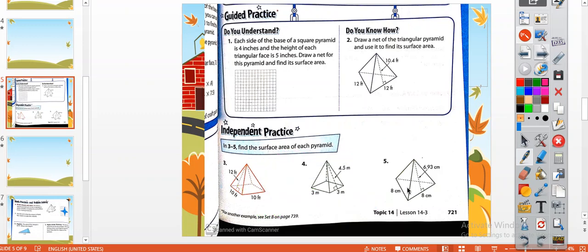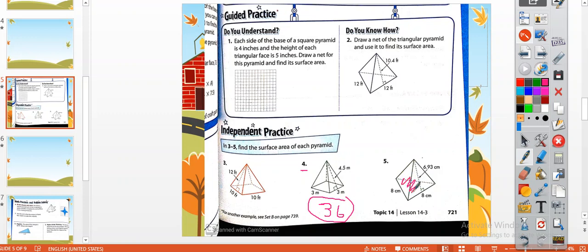Same thing in question 4. You will do the same thing: find the area of the base, then find the area of one triangle, then multiply it by 4, then add it to the base. You will get the answer of 36. Please check your work and tell if you have the 36 or not.